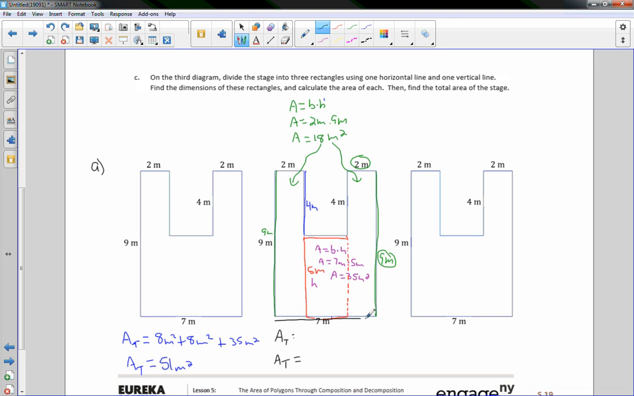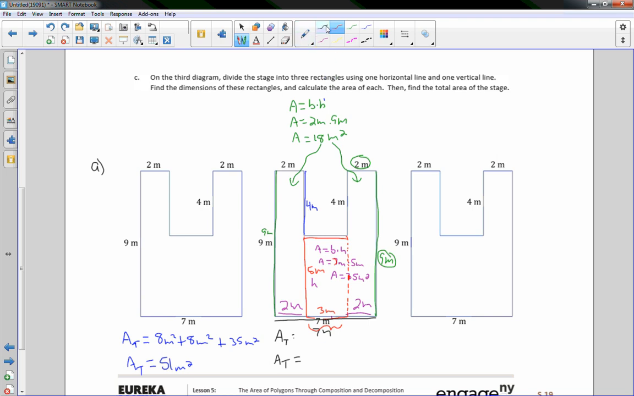This whole side is 7 meters. This is 2 meters, and this is 2 meters. If I move this down here and move this down here, then the length of this piece that I need is 7 minus 2, which is 5, minus 2 more, which is 3. So this piece is 3 meters. So I need to change this 7 to a 3, and I get 15 meters squared.